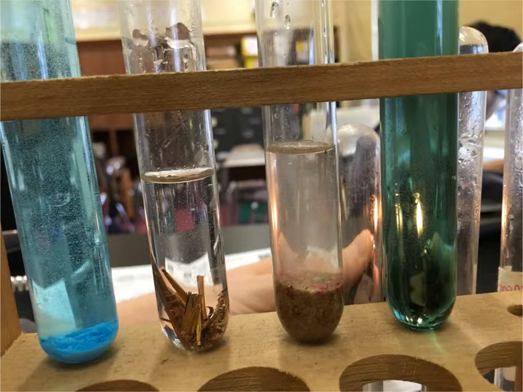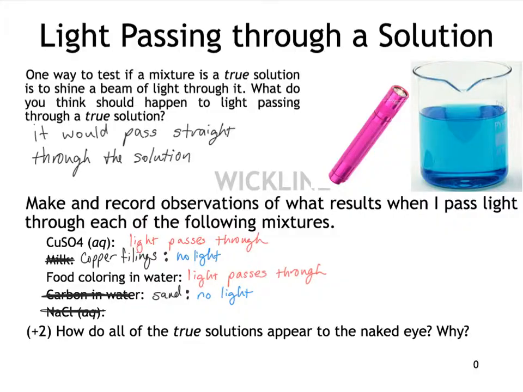However, this one and this one, which are kind of obviously not solutions, are not going to be able to pass light through. So I summarized those results here. I said that for the copper 2 sulfate, which was the turquoise one, light passed through, and for the food coloring, which was the green one, light also passed through. So how do all true solutions appear to the naked eye? That would be clear because they're passing light through them.